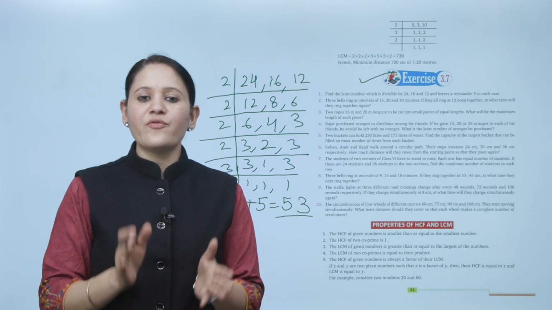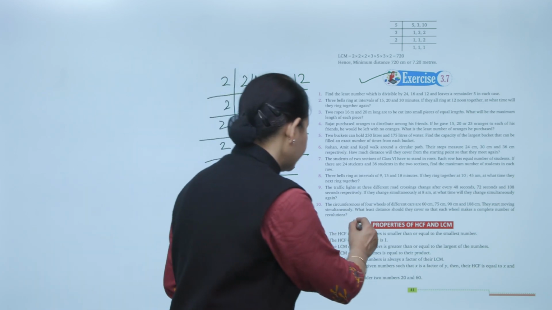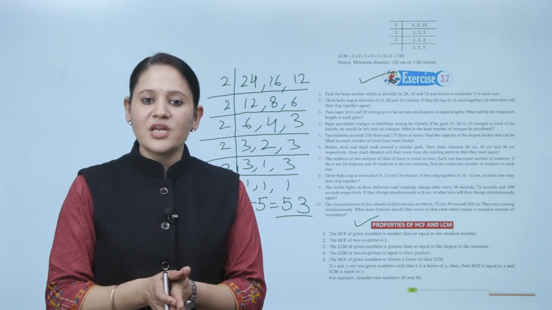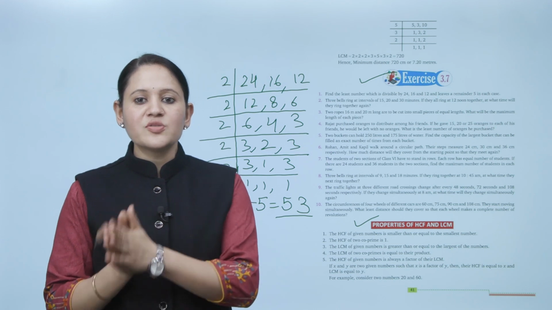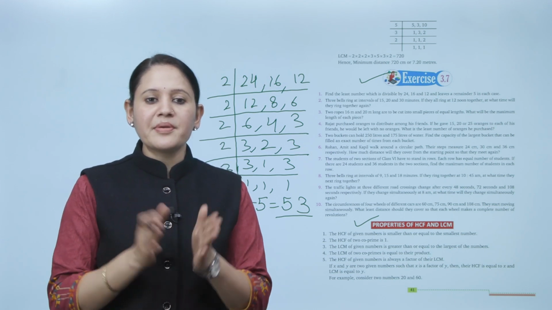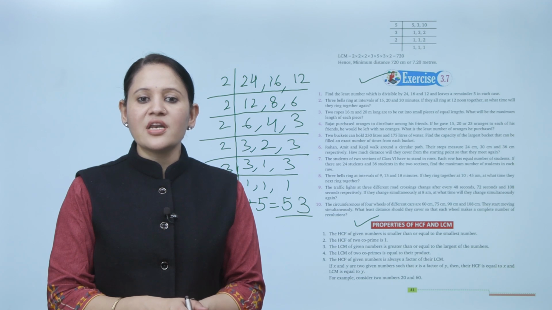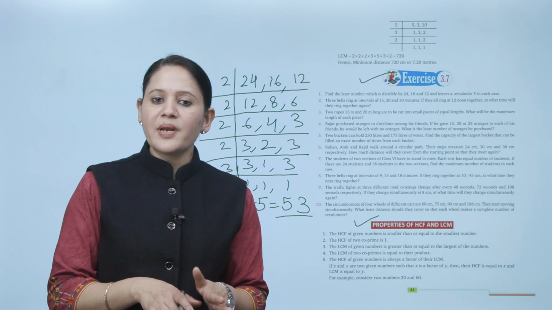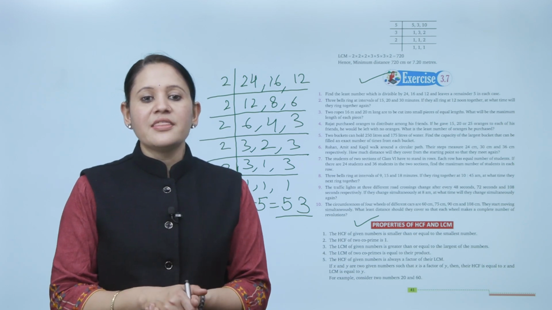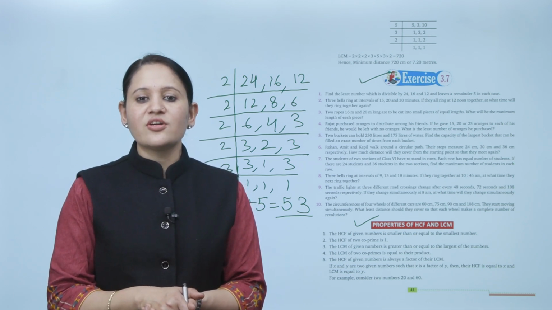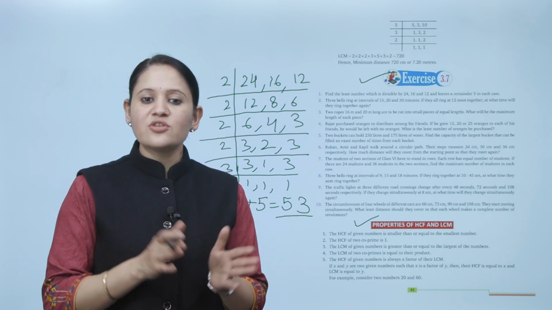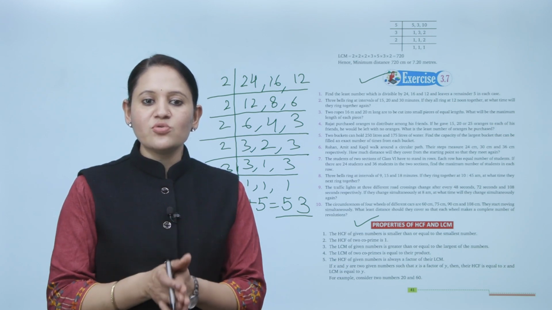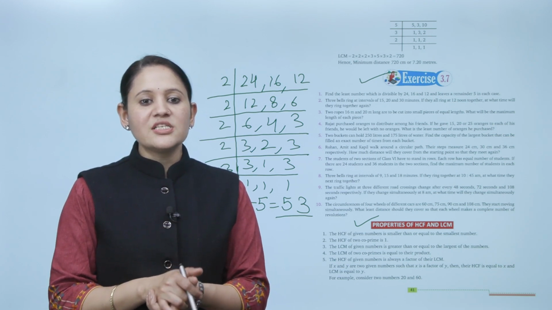Next is properties of HCF and LCM. The HCF of the given number is smaller than or equal to the smallest number. The HCF of two co-prime number is 1. The LCM of given number is greater than or equal to the largest number. The LCM of two co-prime number is equal to their product. The HCF of given number is always a factor of their LCM. If x and y are two given number such that x is a factor of y, then HCF is equal to x and LCM is equal to y.